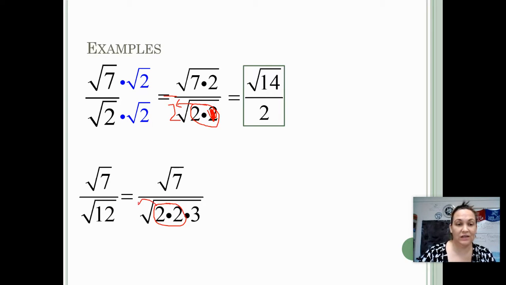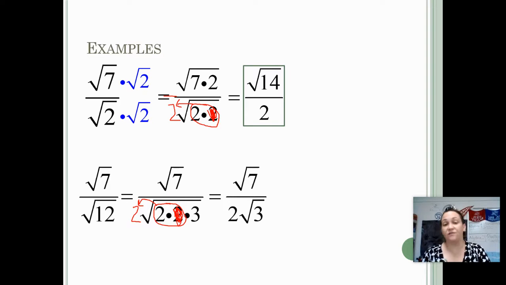One of the 2's is going to escape out here, and it stays under the fraction bar, but not under the radical. Right? This 2 is poof, gone. So now it says the square root of 7 divided by 2 times the square root of 3. Well, I've exhausted all my other options, right? No perfect squares, nothing simplified. I found a pair of 2's, but I still have a square root of 3 on the bottom.